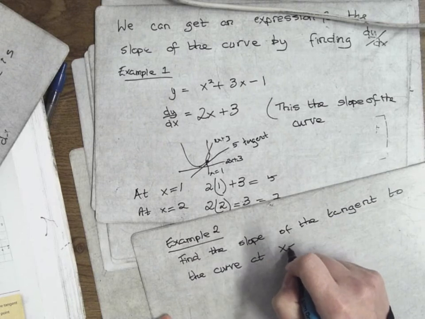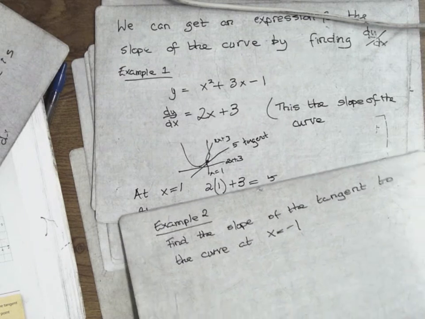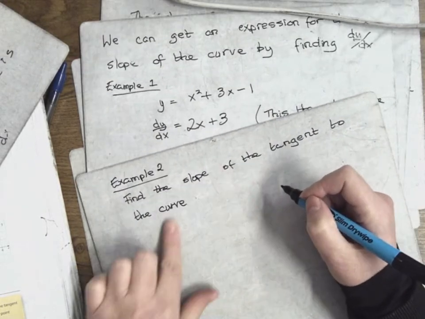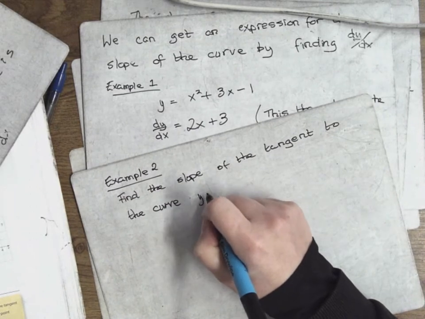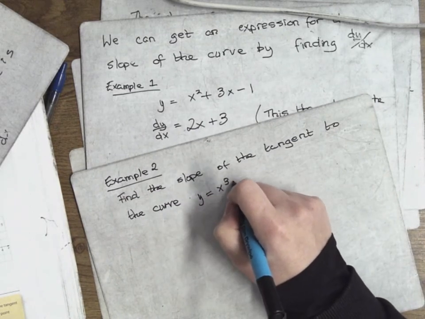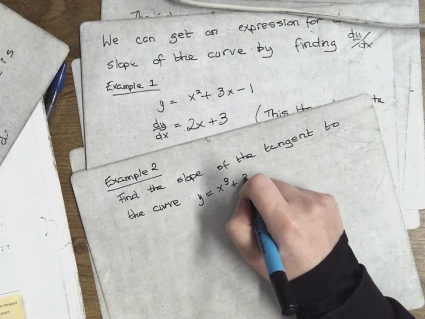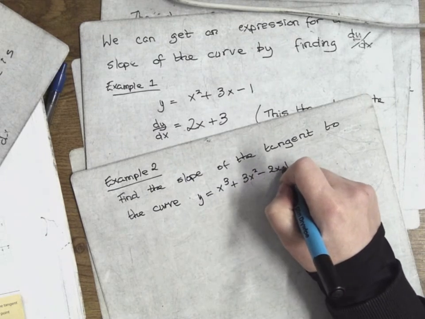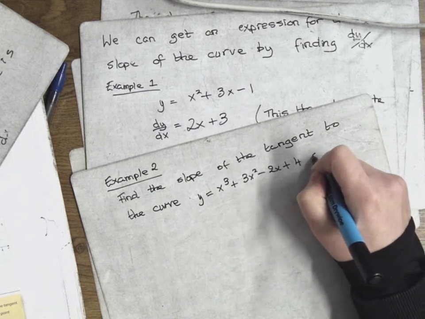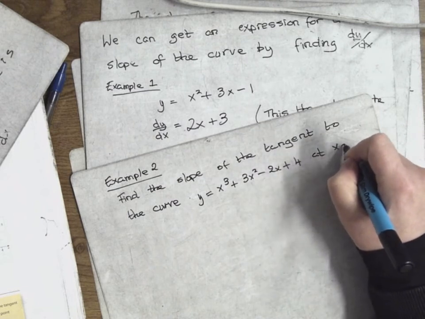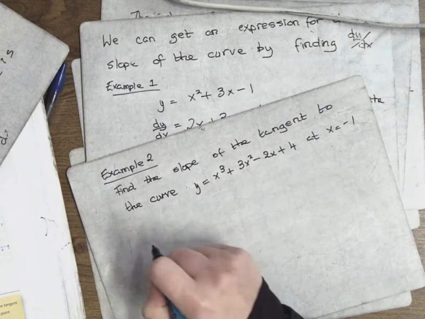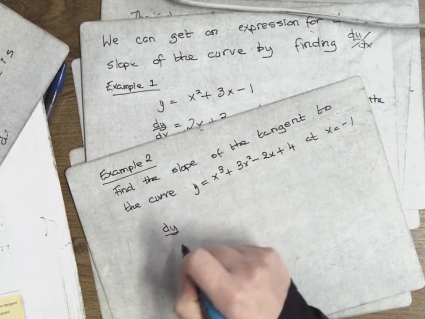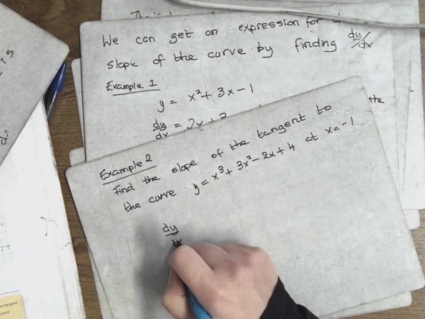at x equals minus 1. Oh, to the curve, I never told you what the curve was. y equals x cubed plus 3x squared minus 2x plus 4, at x equals minus 1. So all you have to do is get dy dx. If they say find the slope of the tangent to the curve, you read that as find dy dx.